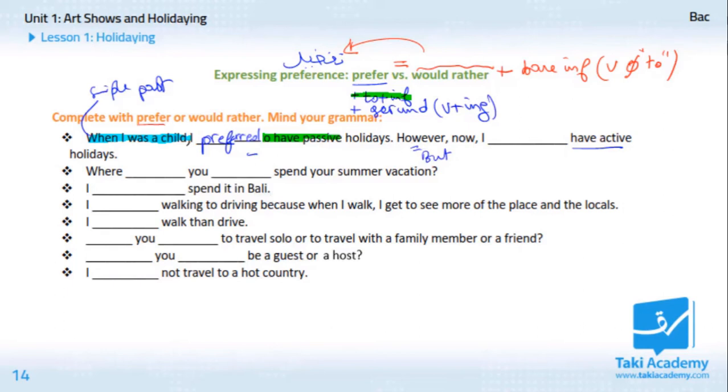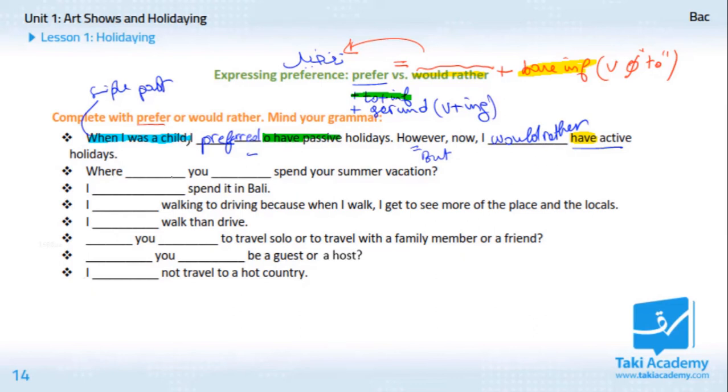Here I have without to. So I have bare infinitive, so I should use would rather. So, however, now I would rather have active holidays. What if I want to use prefer? However, now I prefer to have active holidays, so I need to add to.